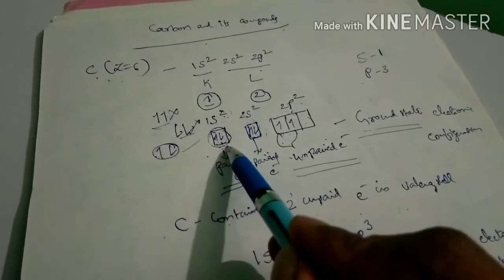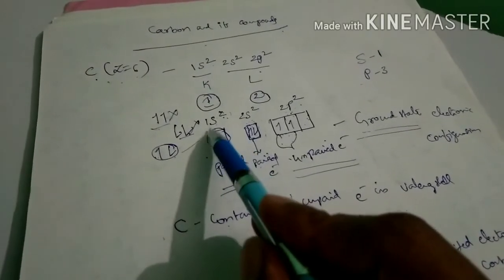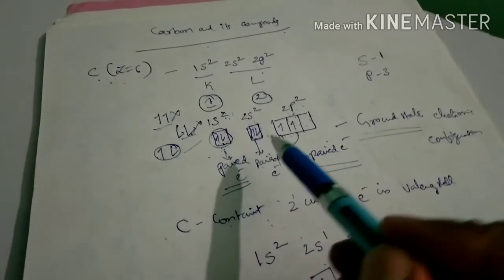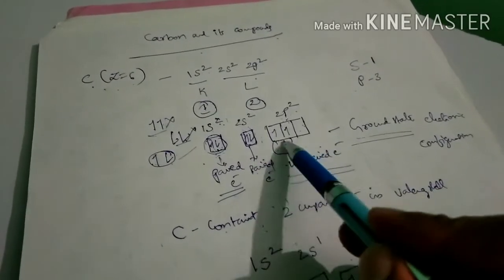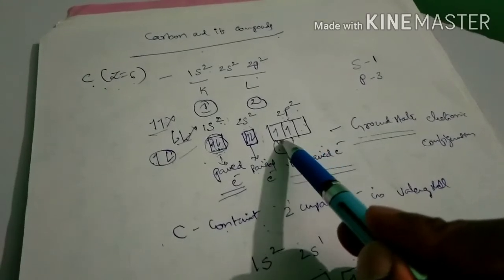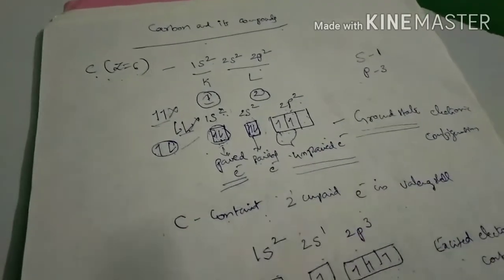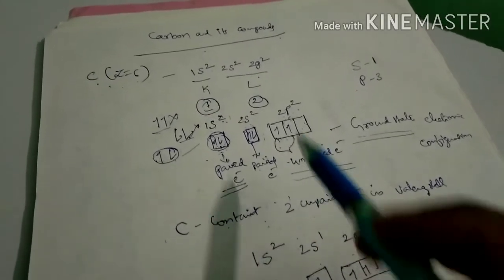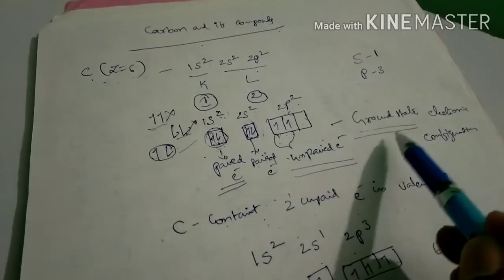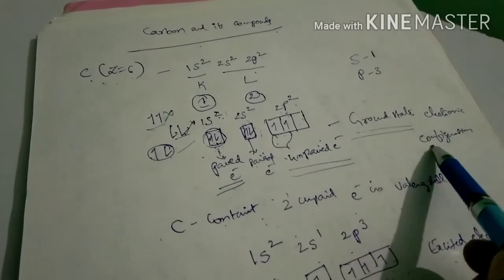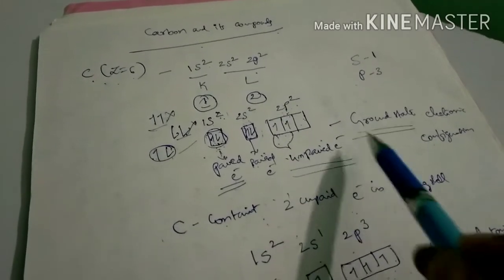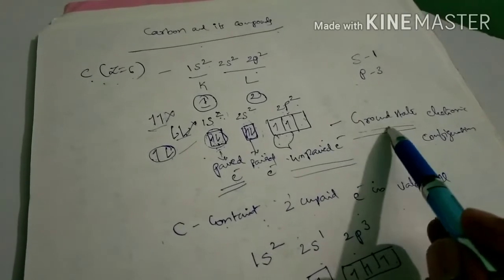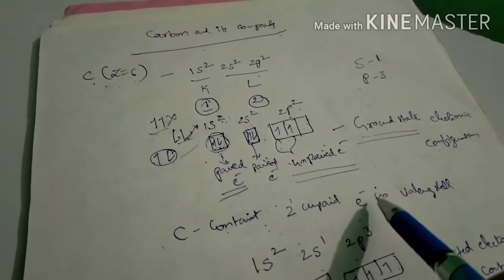So the 1s orbital contains paired electrons, the 2s orbital contains paired electrons, and the 2p subshell contains 2 electrons which are present in different orbitals. Here the point is, this is called the ground state electronic configuration of the carbon atom. This electronic configuration is called the ground state electronic configuration.